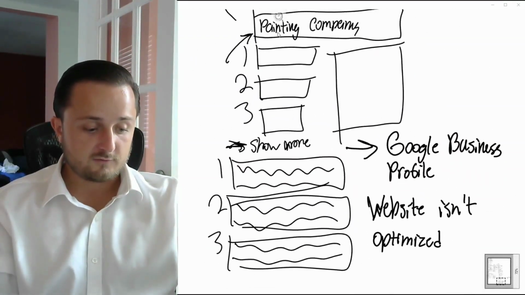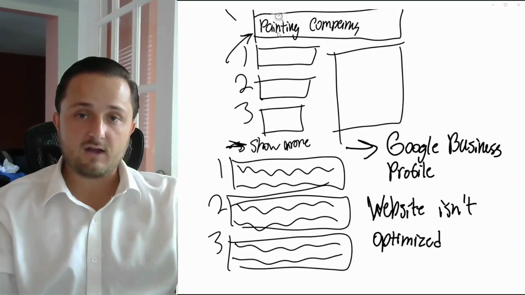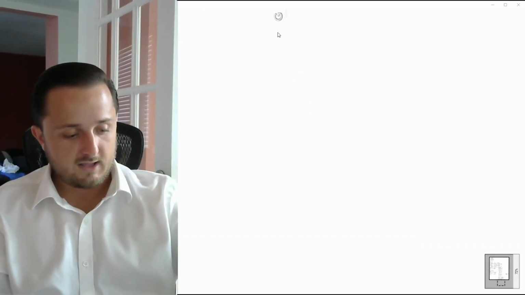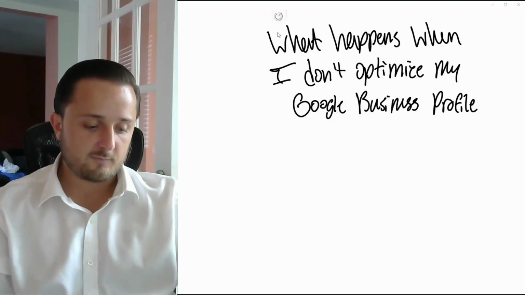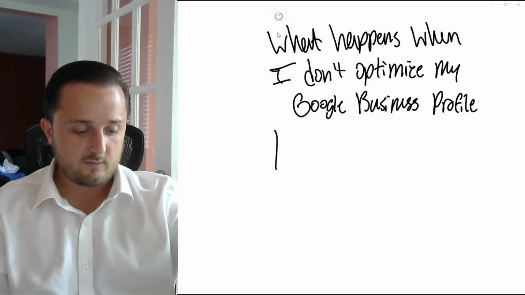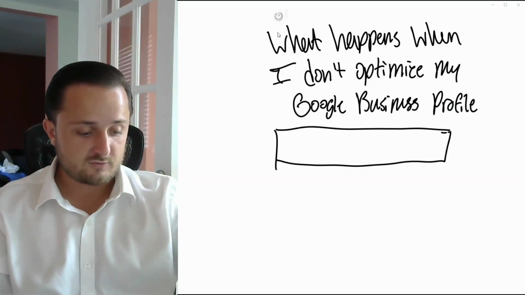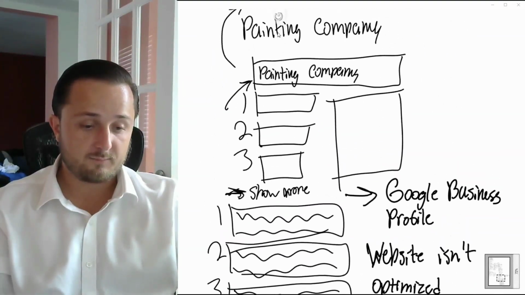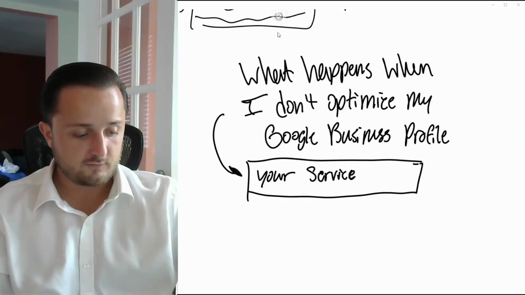Okay. So for the Google Business Profile, if you have not optimized that, what happens? So let's go down here. What happens when I don't optimize my Google Business Profile? When someone goes into search engines, Google, and searches for your service, right? And we were just using the example that you are a painting company. So someone goes into Google and is searching for your service.